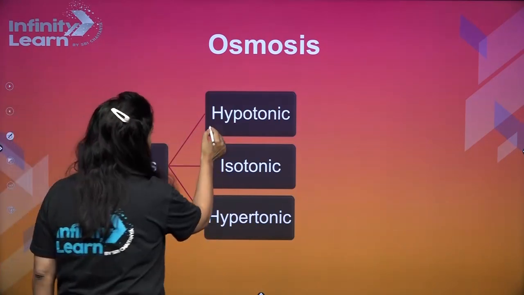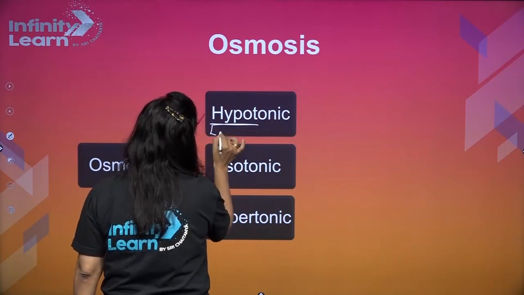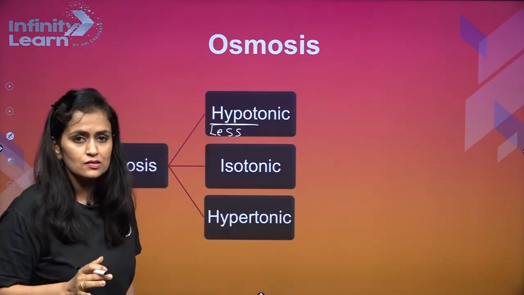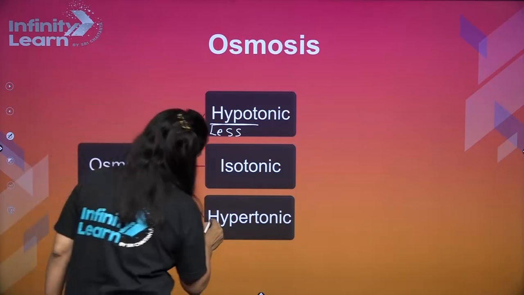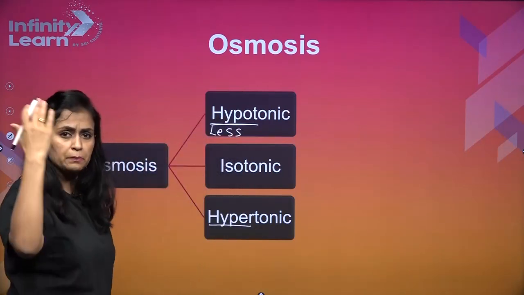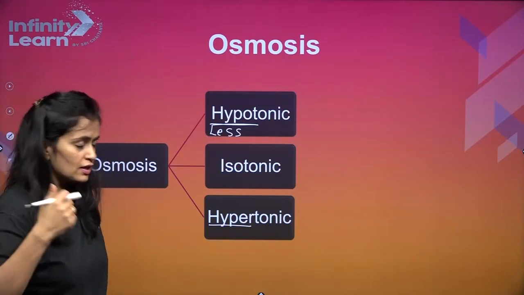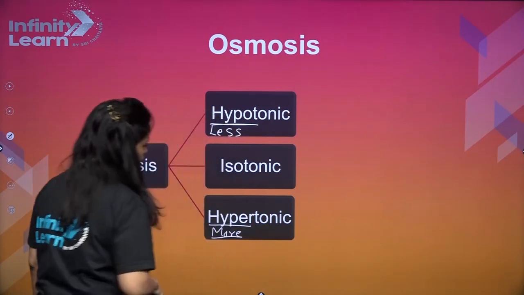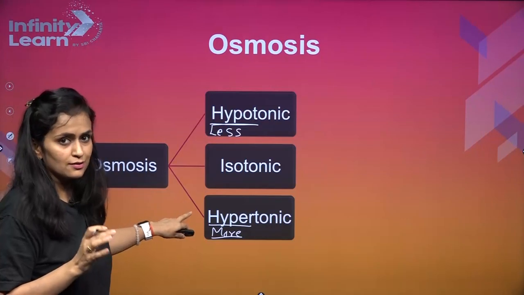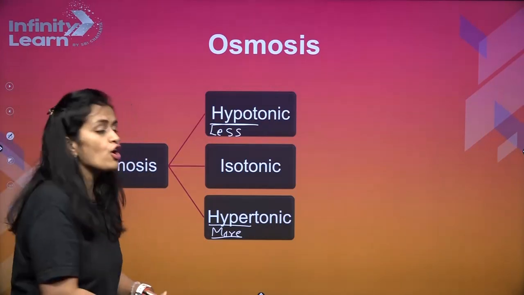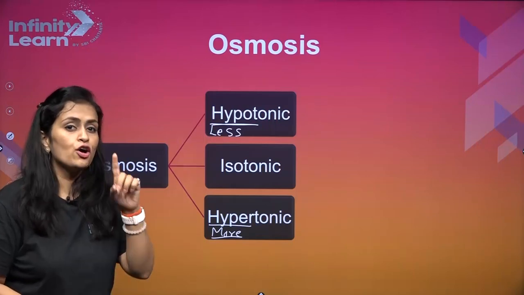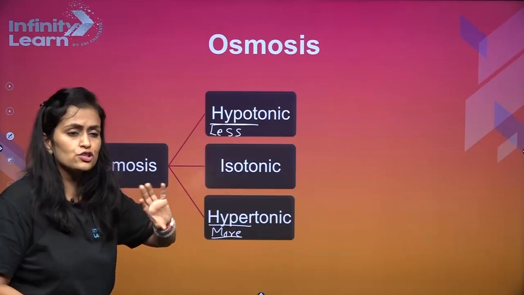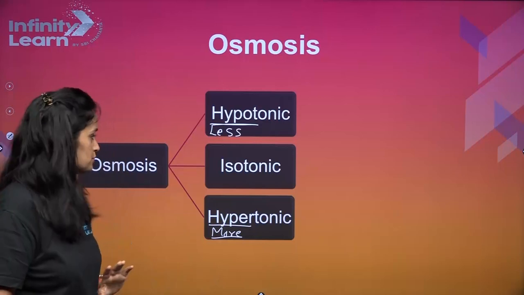Always remember, hypo is less. Okay, hypoglycemia, less glucose in blood, right? On the contrary, hyper BP, hyperglycemic condition, we say diabetes, lots and lots, so more. Okay, you just remember this. And tonic, in this particular osmosis process in biology, for your better understanding, always relate tonic with salts or sugar which you are going to dissolve in the solution, right?